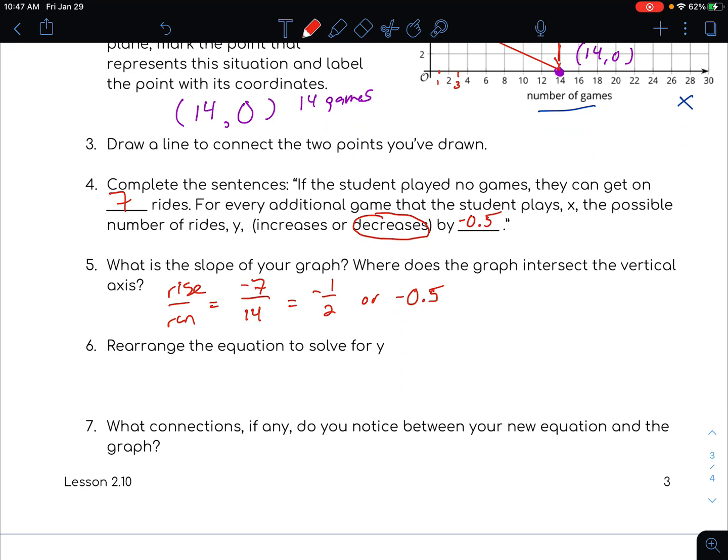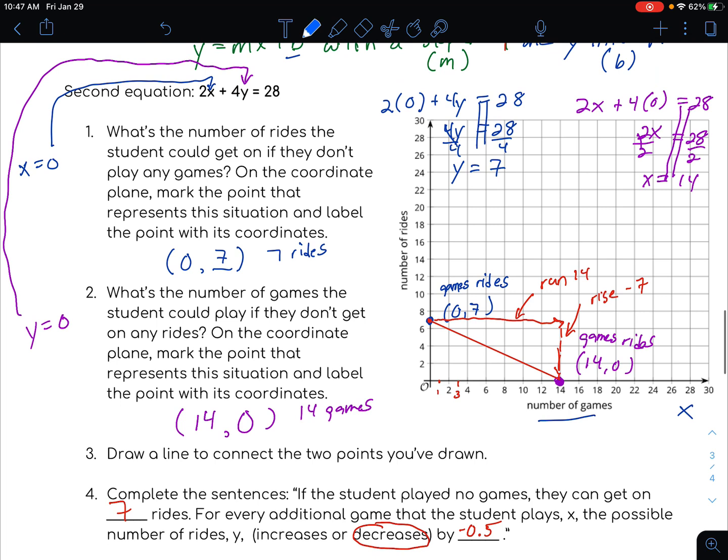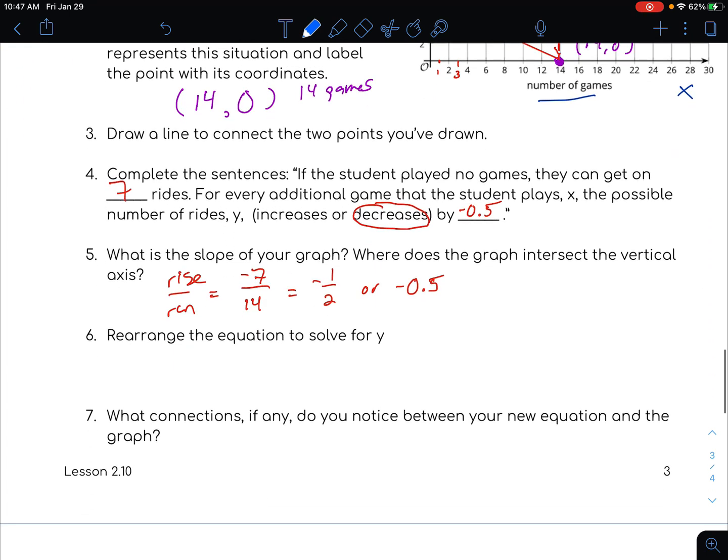All right, let's rearrange the equation and solve for y. So remember, when we are solving for y, that means get y by itself. So our equation was 2x plus 4y equals 28. All right, so let's do some solving steps. If we're trying to get y by itself, that means we start by moving the x. We start by adding or subtracting and move the x over to the other side. In this case, it's a positive 2x. So to undo it, we would subtract 2x over to the right side, bring down what's left.